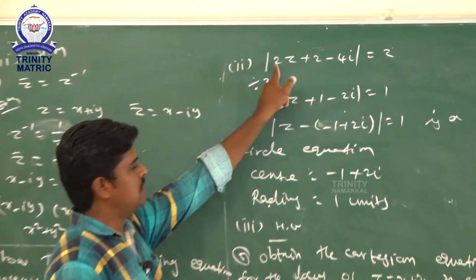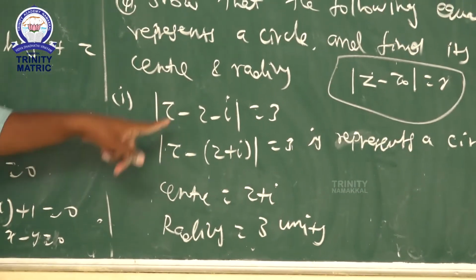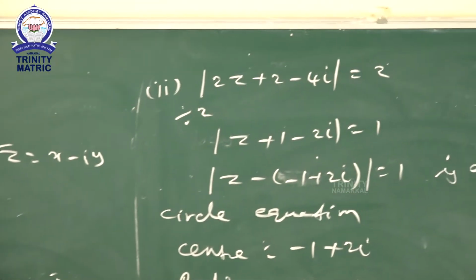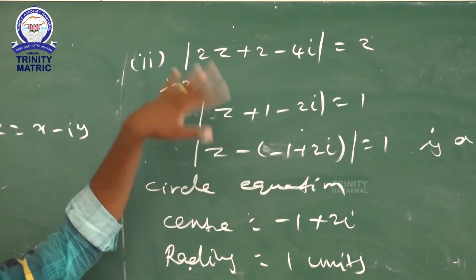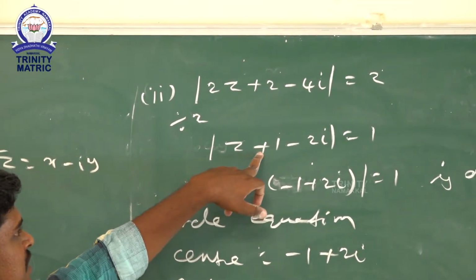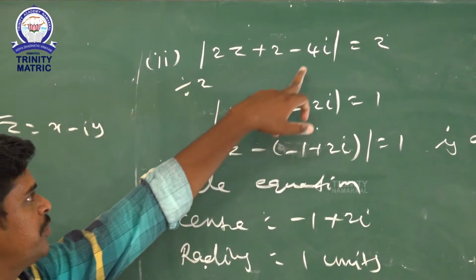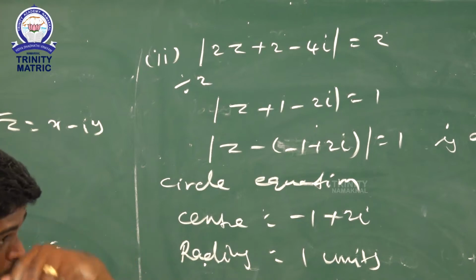Next, go to the second sum. Here there is 2 into z, but in the first question it was only z. This is the difference between the first and second questions. The 2 should not be there, so we divide by 2. Total term divided by 2. So what is the remaining? Modulus of z plus 2 by 2, 1 by 2, 2i is equal to 2 by 2, 1. Both on the right side also.